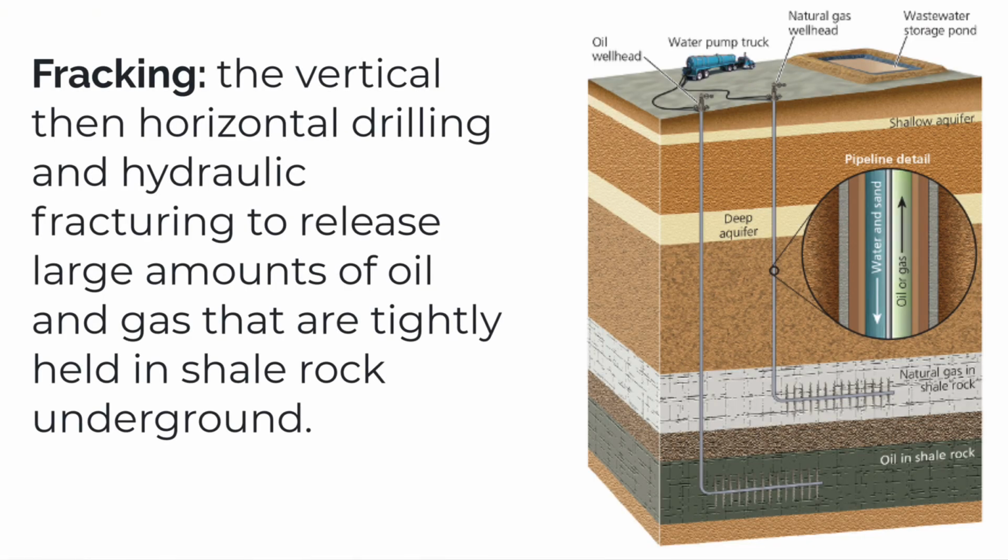Fracking is the vertical, then horizontal drilling and hydraulic fracturing to release large amounts of oil and gas that are tightly held in shale rock underground. This involves drilling deep into the earth, usually 1 to 1.5 miles down, and then horizontally for up to a mile. Then, high-pressure pumps force a mixture of water, sand, and a bunch of different chemicals. This chemical mixture is called slurry, and oil and gas companies are not required to identify what's in it. So they pump slurry deep into the earth to fracture shale rock and make cracks, and then this allows the oil and gas to be pumped up to the surface.